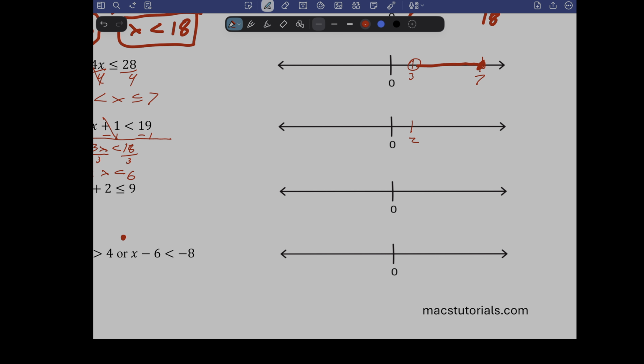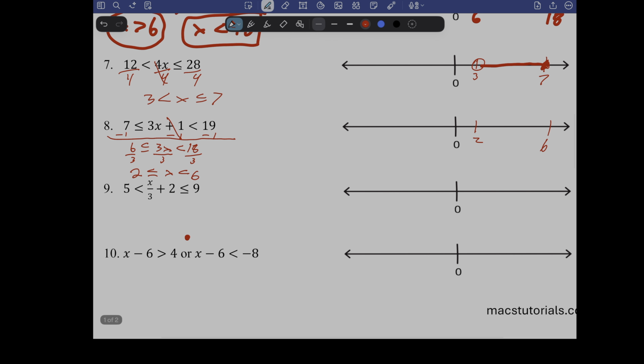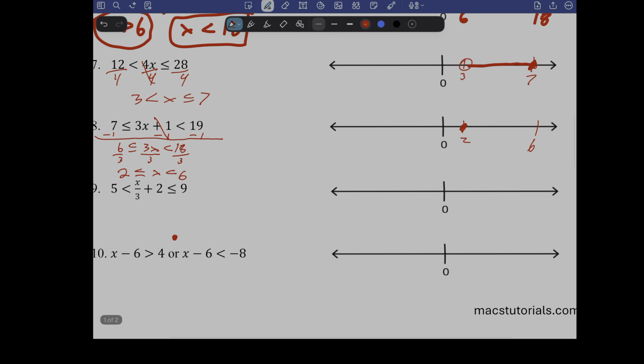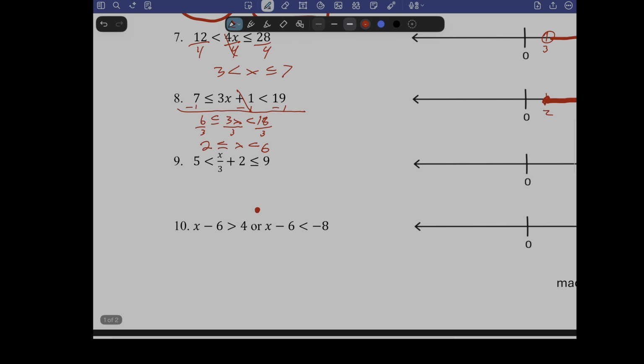So I'm going to draw a 2, and I'm going to draw a 6. Okay, and I know that at the 2, it's got to be a dot. And then at the 6, it has to be a hole, and I know that in between means that we go in between, when the x is in between them. All right, let's go on to the next one.